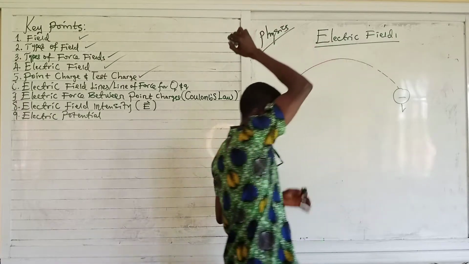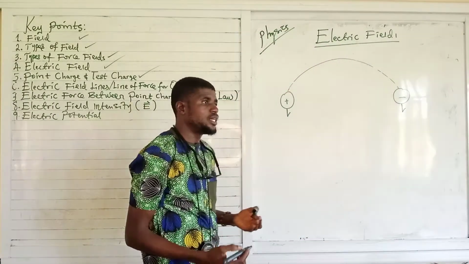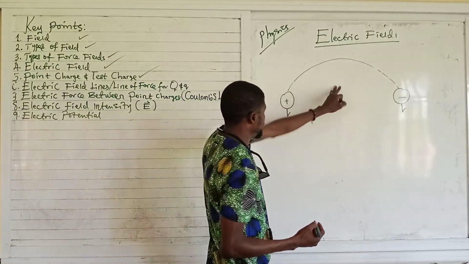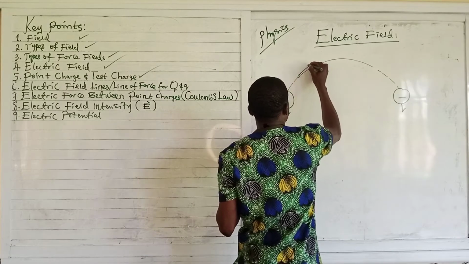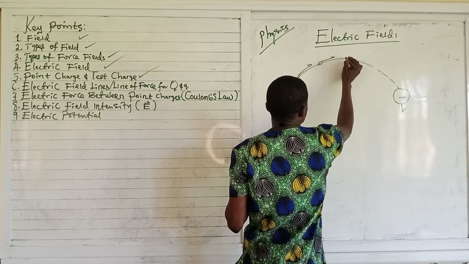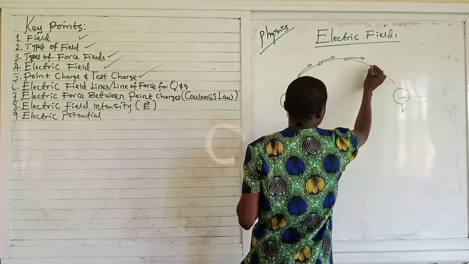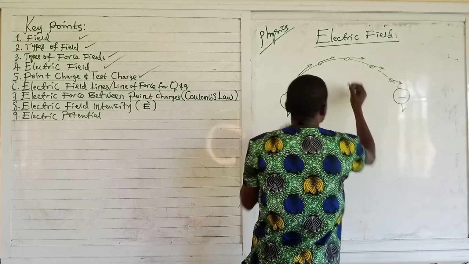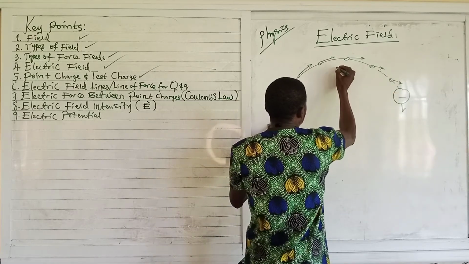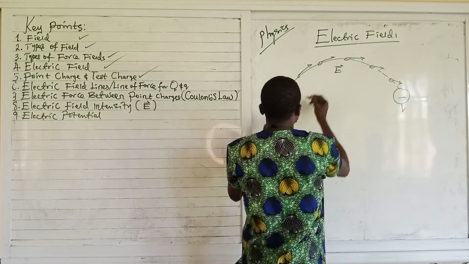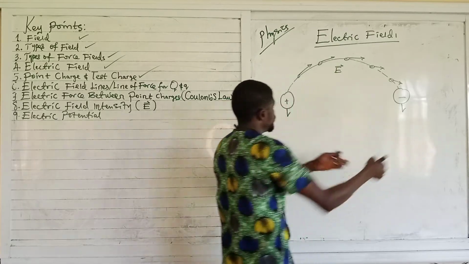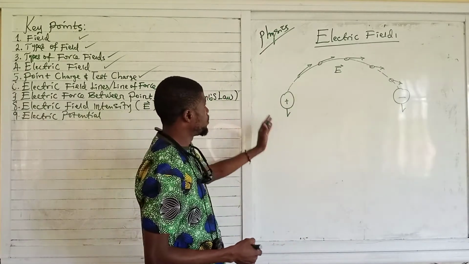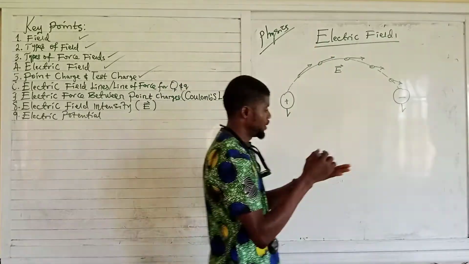Now, I said that a test charge is used in detecting the direction of the electric field. So if I bring in a test charge in this field, it will travel in a direction tangential to this curve. What we mean here is that the direction of this electric field is from left to right. So we call this an electric line of force. This is exactly how it behaves. It points from plus to negative.